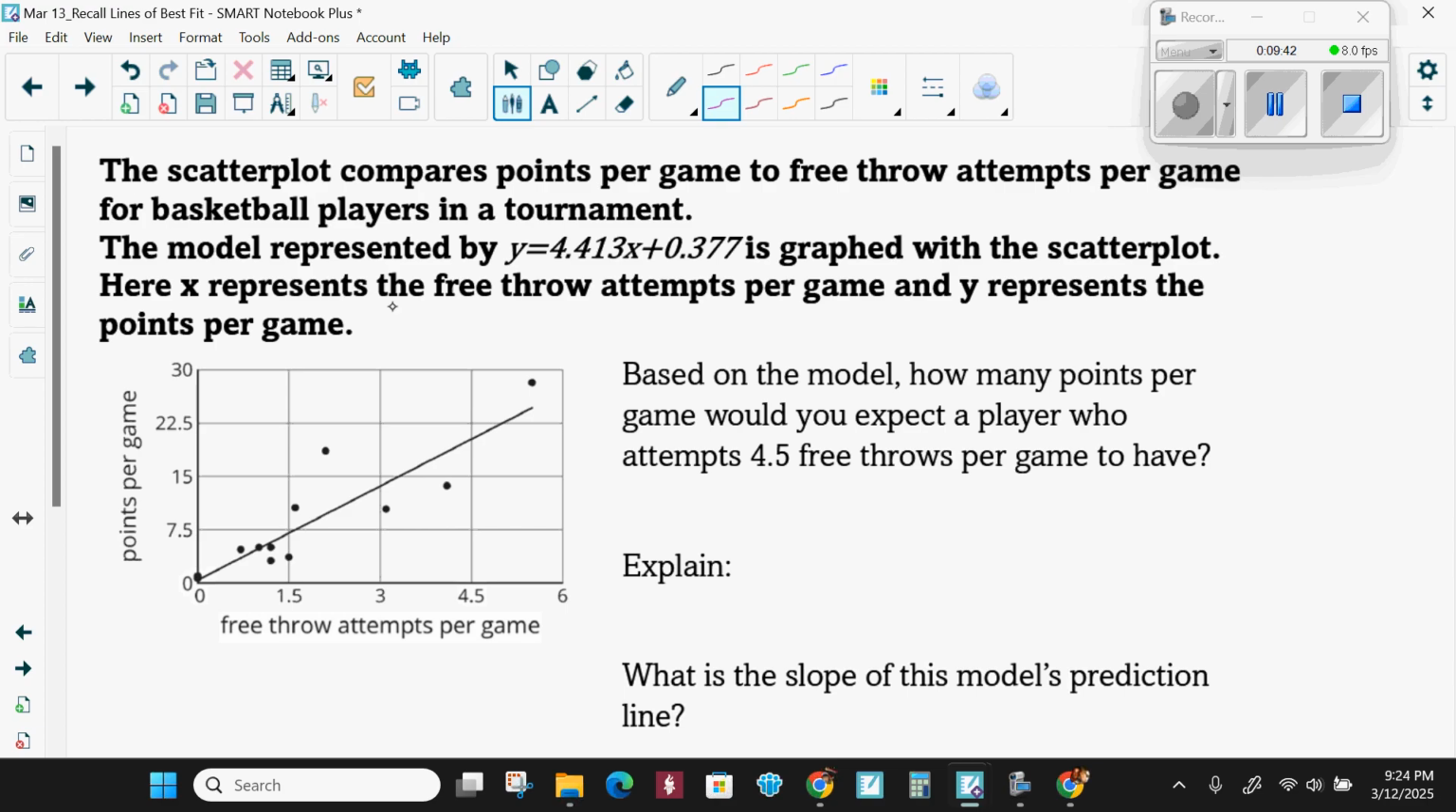Now, that's going to happen sometimes on these lines of best fit, mainly because they are lines of best fit. They're estimates. They're not exact values in our situation.